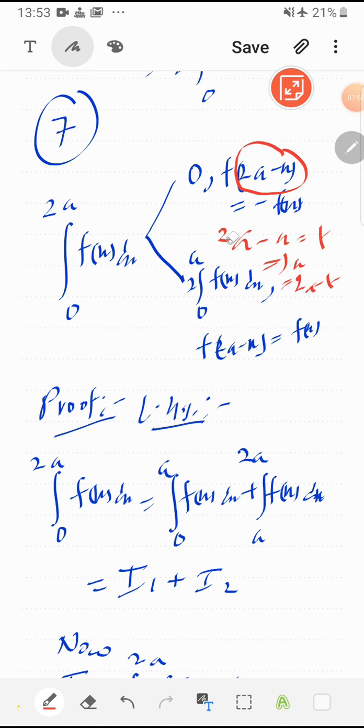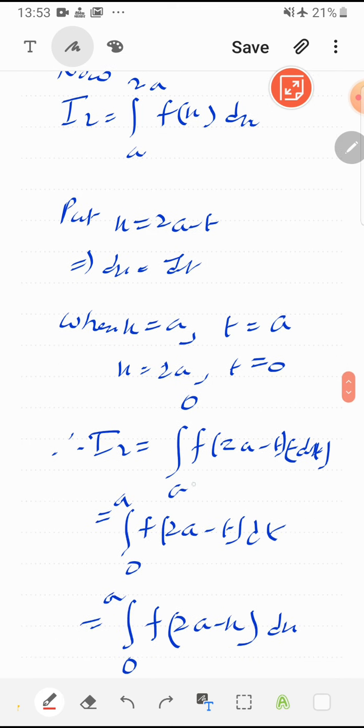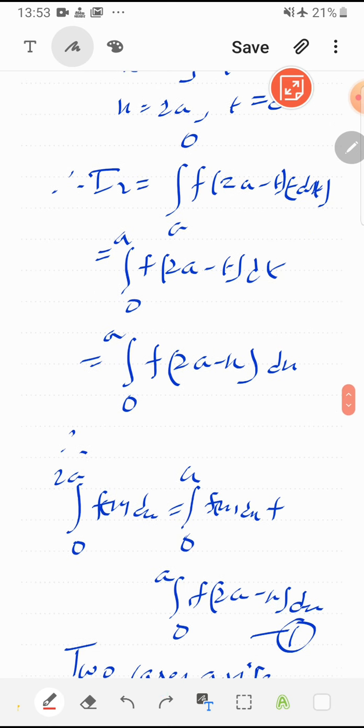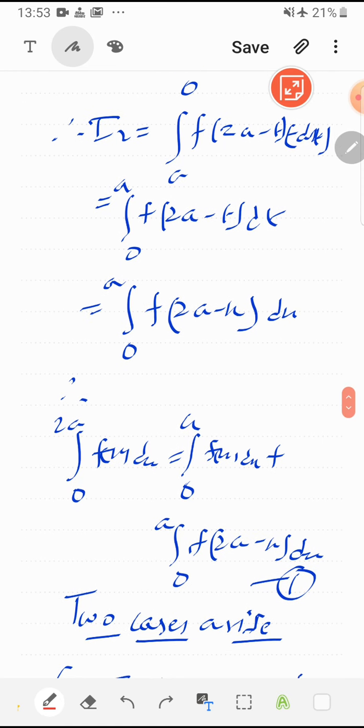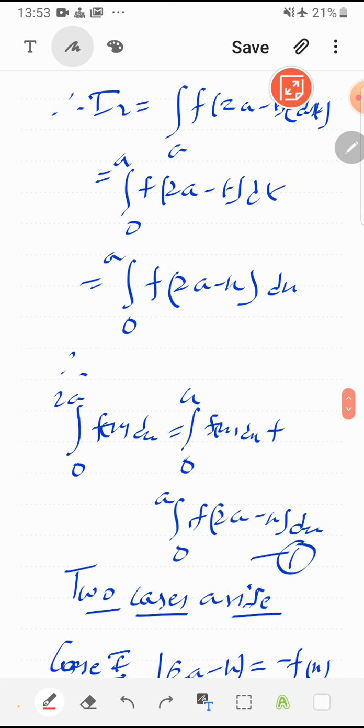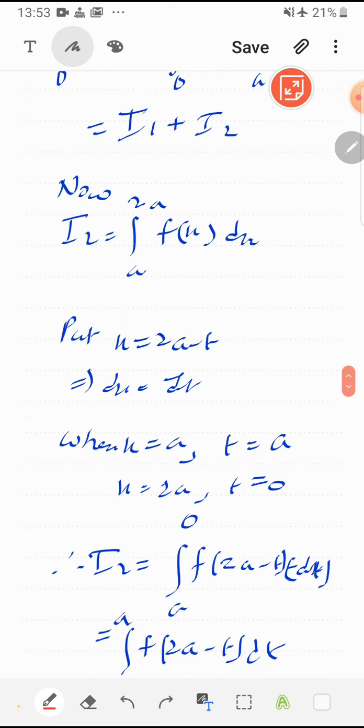Actually we have to put this. So I am remembering this and I am putting x is equal to 2a minus t, that means dx is equal to minus dt. Limits: when x is equal to a, t is equal to a. When x is equal to 2a, t is equal to 0. So I2 becomes a to 0 f of 2a minus t minus dt. Again to compensate this negative sign, it becomes 0 to a, and finally t dt becomes x dx.